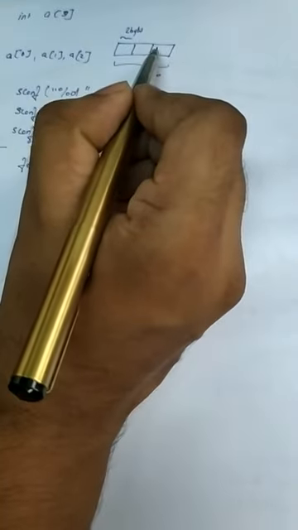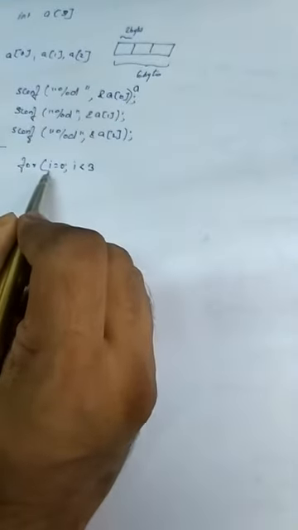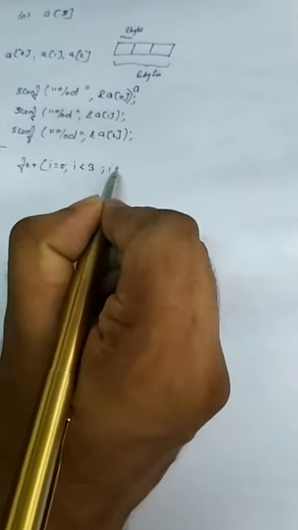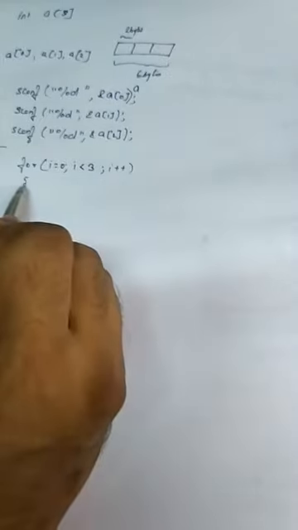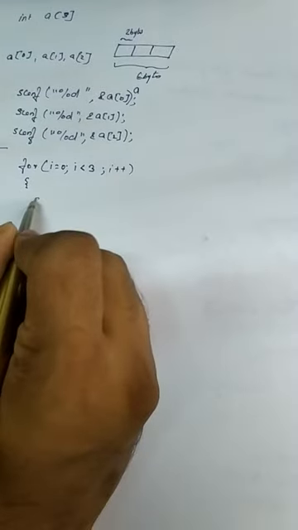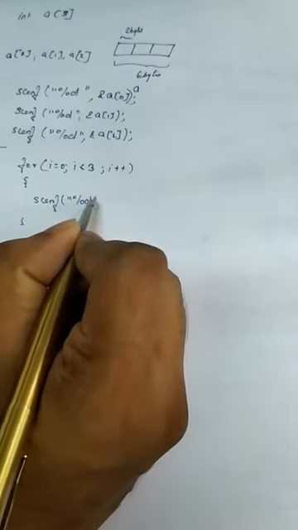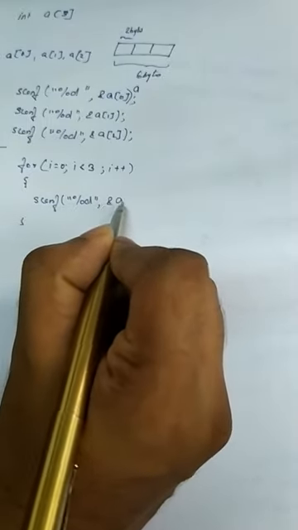Here 3 is the number of elements, 1, 2, 3. 3 elements can be stored. So I will be writing i equal to 0, i less than 3, i plus plus, and in curly brackets I will be writing scanf %d address of a of i.